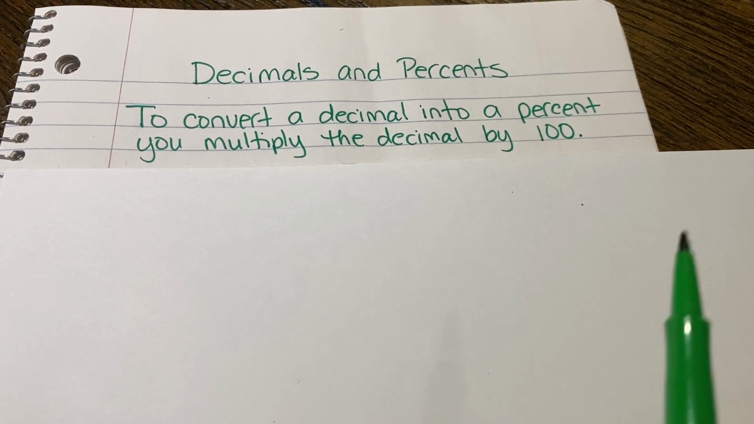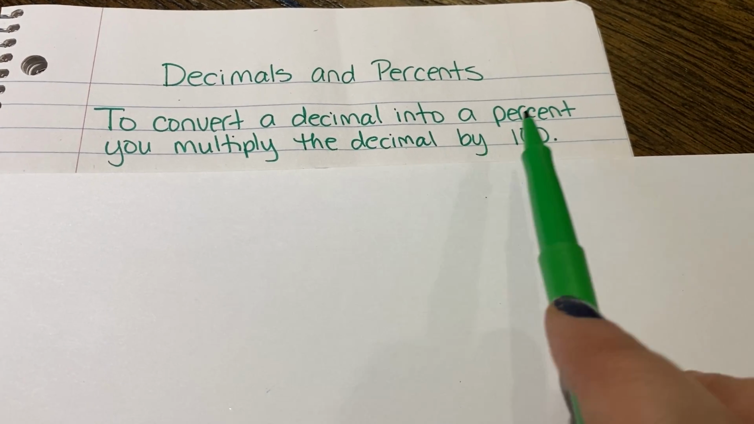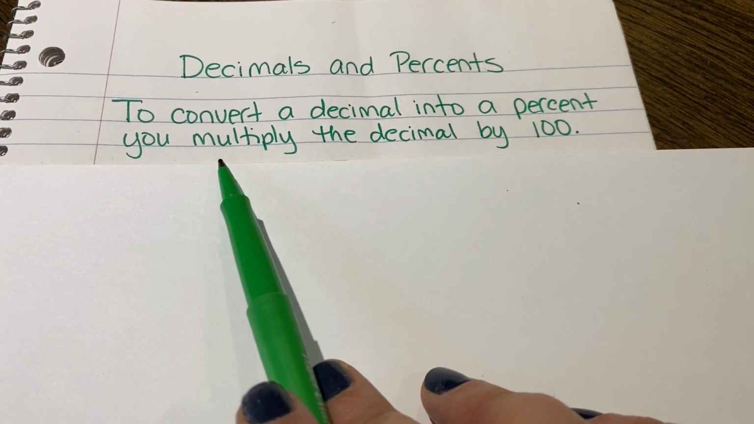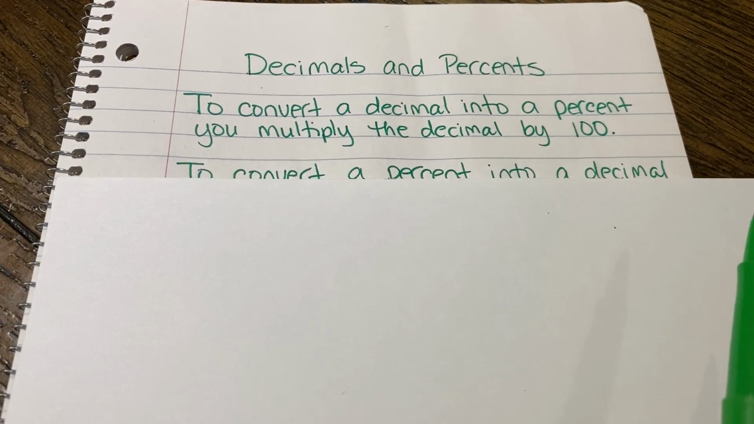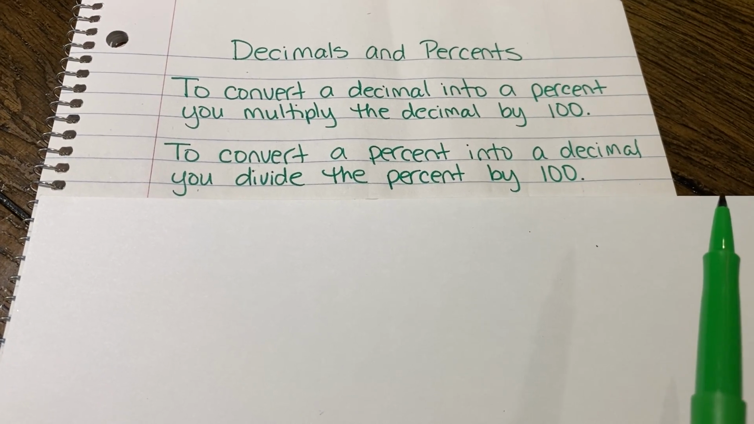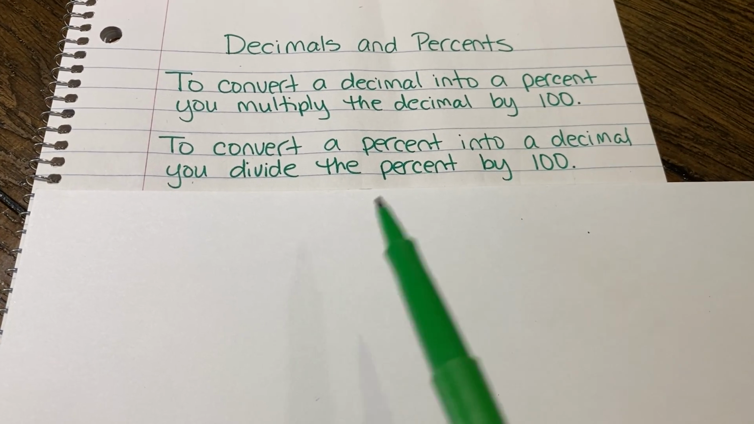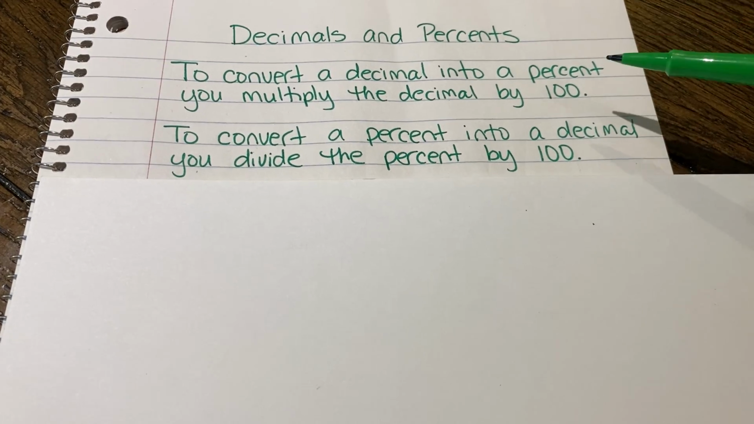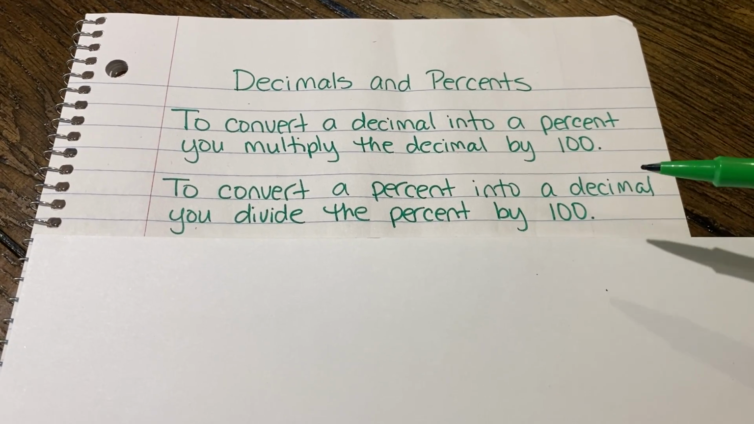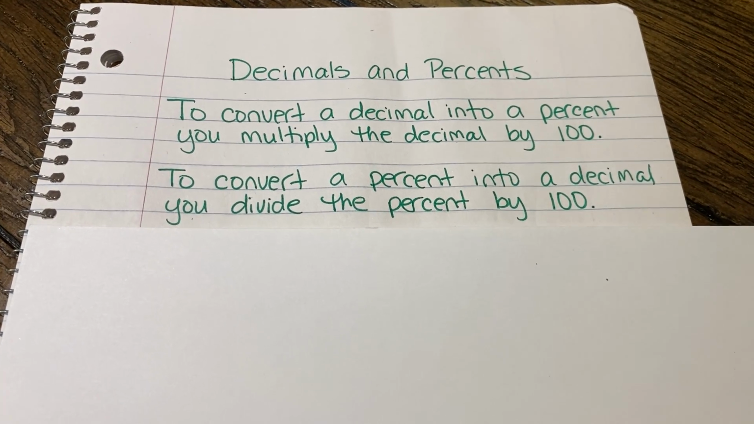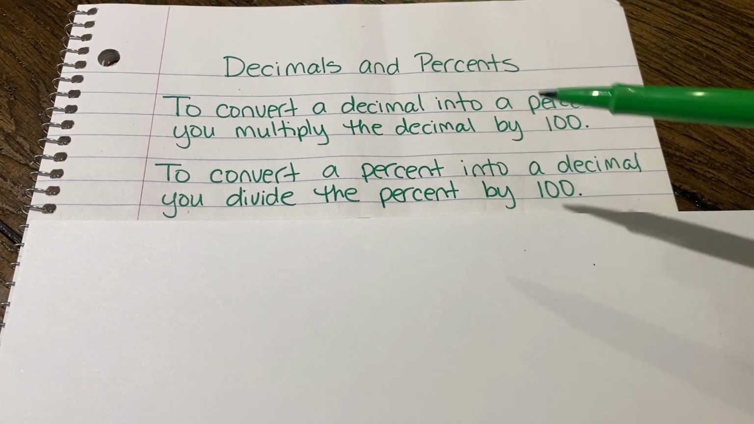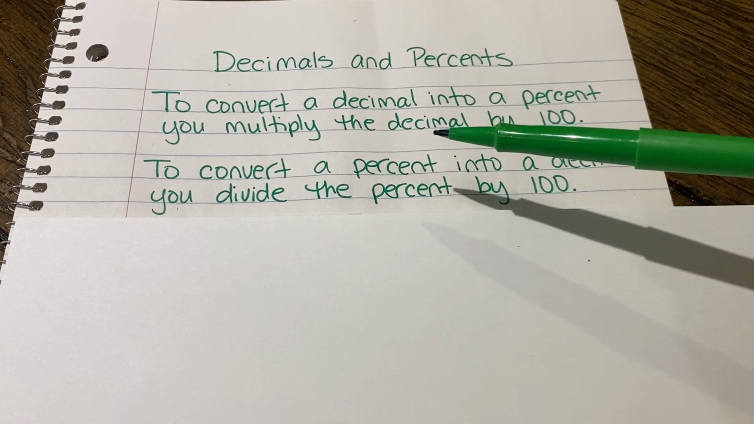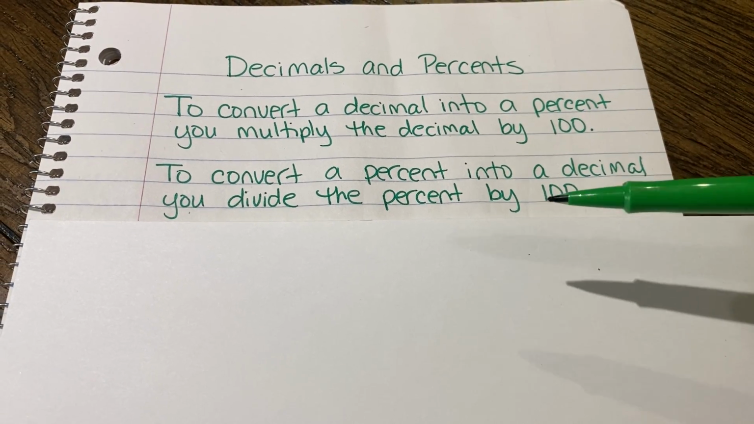Whenever you are converting a decimal into a percentage, you have to multiply the decimal by 100, okay? To convert a percent into a decimal, you divide the percent by 100. The magic number is 100 because, if you remember, percentages are always compared to 100. A percentage is always out of 100. So we're either going to multiply by 100 or divide by 100.